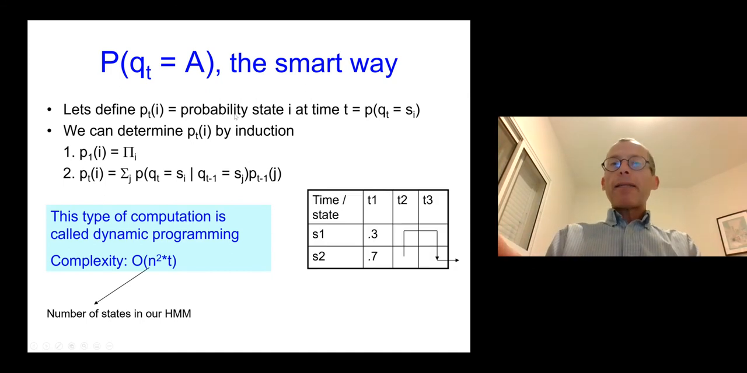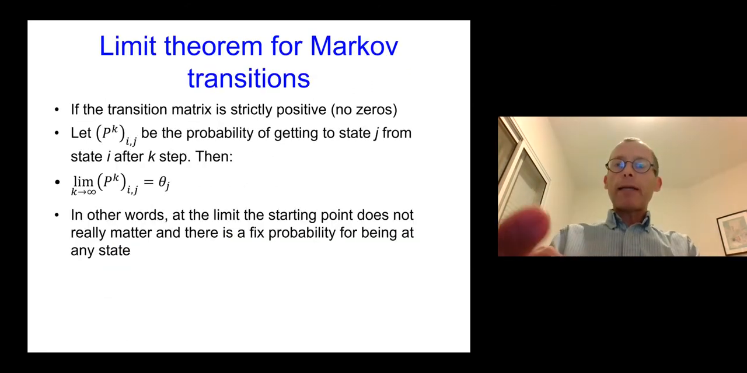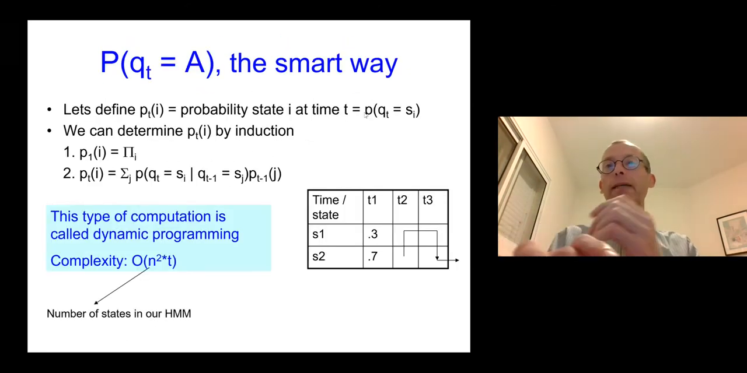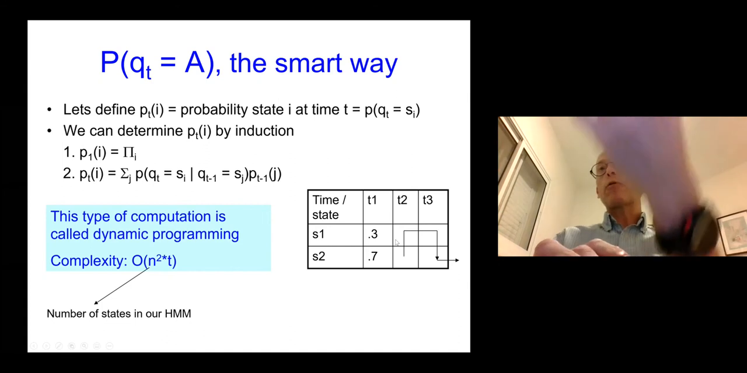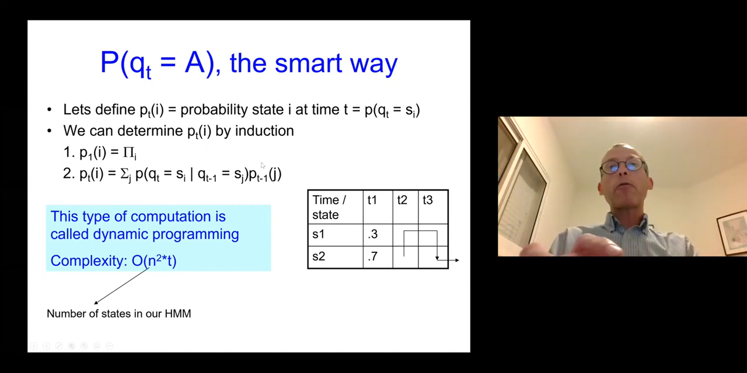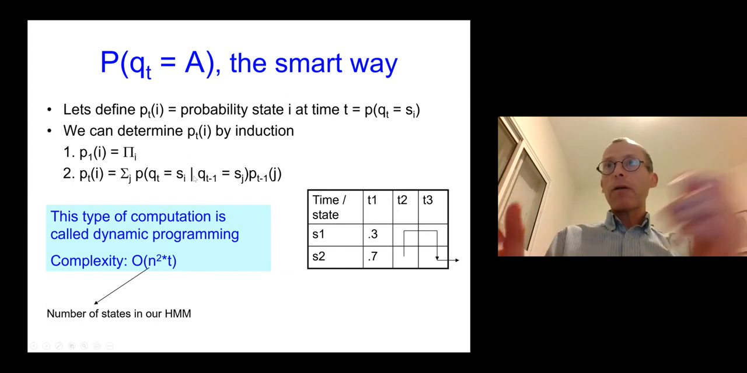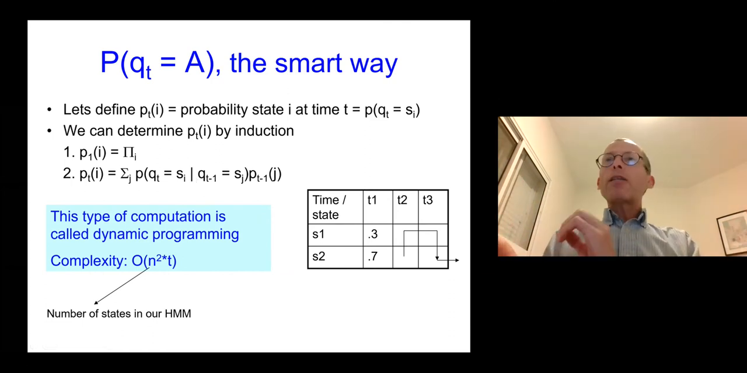And the basic idea, the algorithm we'll use is just this, but this is also known as dynamic programming, where you basically fill up a table, and once you have filled up the previous entries, it's easy to fill up the next entry, right? This is what we do here. Once we know P of t minus one, it's easy to fill the next one because we just use it.